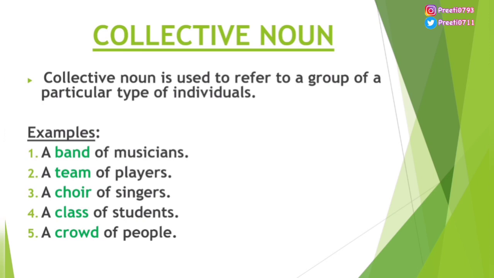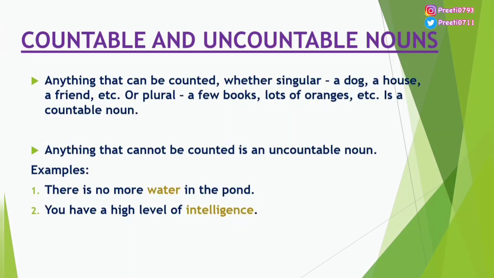A team of players. Team word here is referring to many players. A choir of singers. Now, a choir of singers here is referring to a group of singers. A class of students, a crowd of people. Now, coming to another type of noun here. It says countable and uncountable nouns. So countable nouns are those nouns which can easily be counted even if they are singular or plural. For the singulars we have examples like dog, house, friend. For the plural we have examples like a few books, lots of oranges, etc.